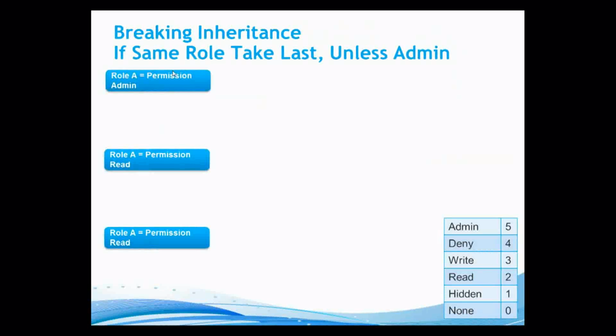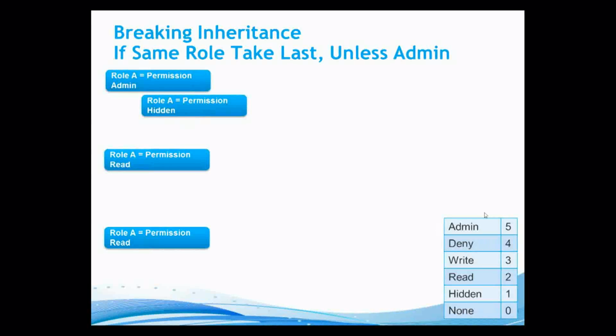Now we have a couple of rules of using permission that are more complicated. So first rule is breaking inheritance. If same role take last unless admin. What does it mean? Let's say that role A, the same role, has a permission admin for the parent folder, but for the subfolder it has a permission hidden. So same role, different permissions.